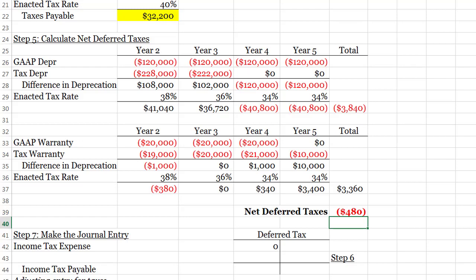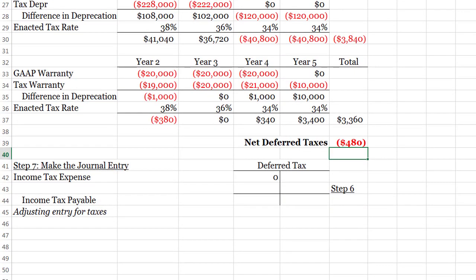So overall, I want a liability, which is what I said I wanted, for $480. So in my deferred tax account, I want a credit. Again, I'm going to make that a permanent reference so I can copy things later on and not have it mess up. So for this first year, my adjustment for deferred taxes will be a credit of $480.